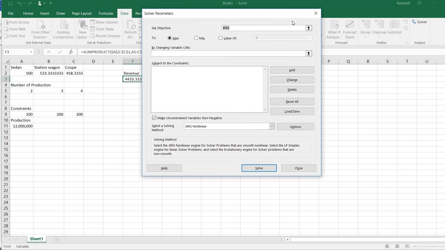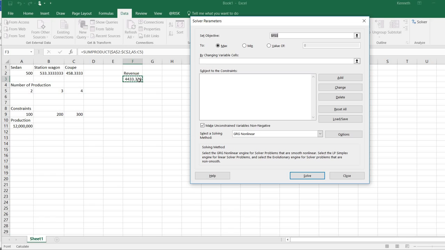So what is our set objective? Revenue, right? Now we can set it to a max, a min, or a value of 12 million. Or we can also link to the cell. No, you can't link to the cell, because then there wouldn't be a limit if you link it to the cell.